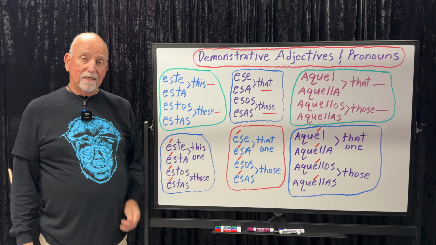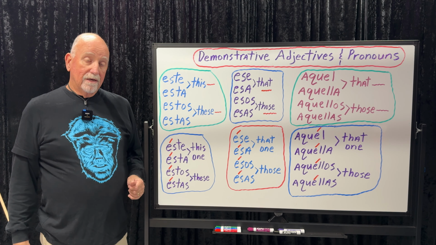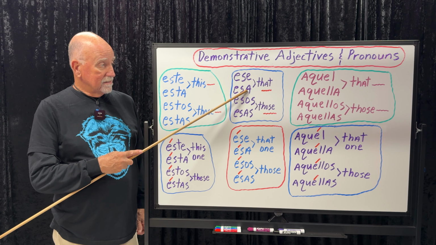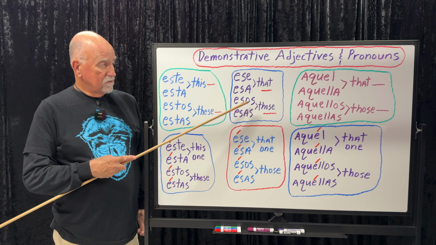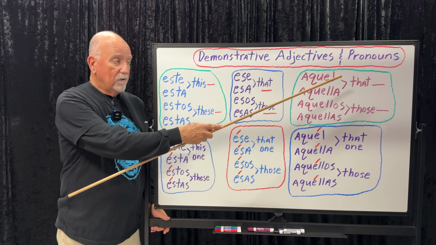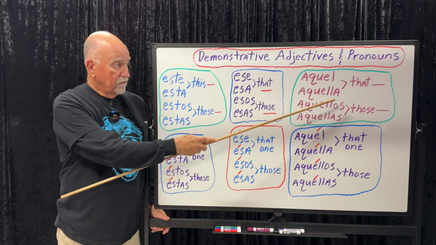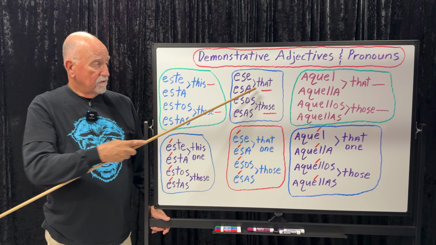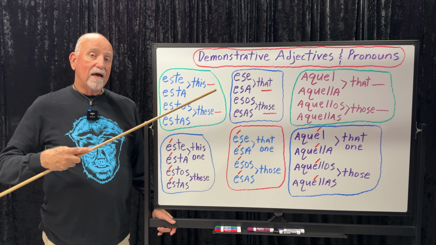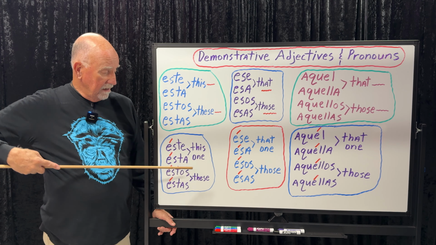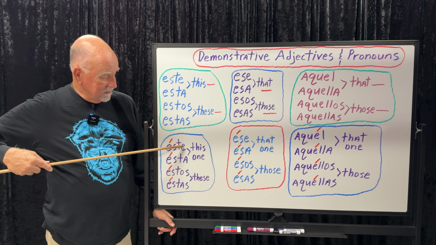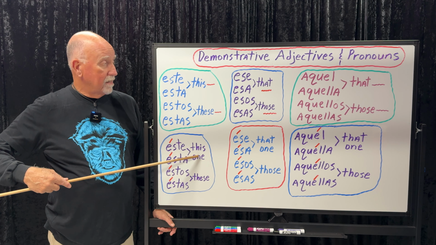Just know that this is este, esta. These are estos and estas. That is ese or esa. Those is esos or esas. That far away is aquel or aquella. Those far away, aquellos or aquellas. If you use these in written form and there is no noun immediately after them, you have to have an accent mark on them. And remember, este and esta mean this one.